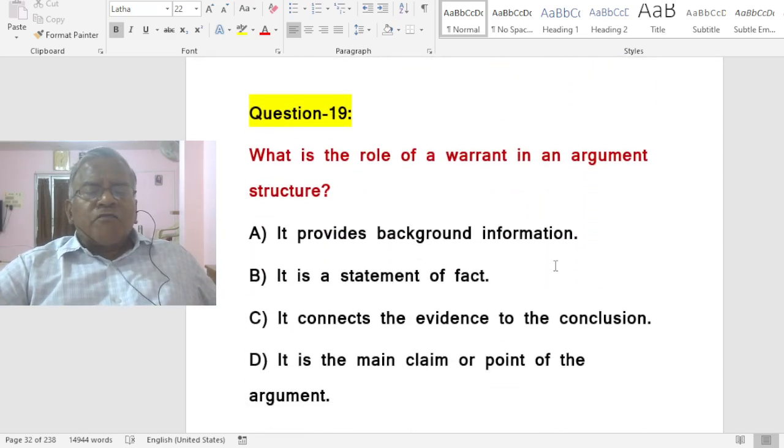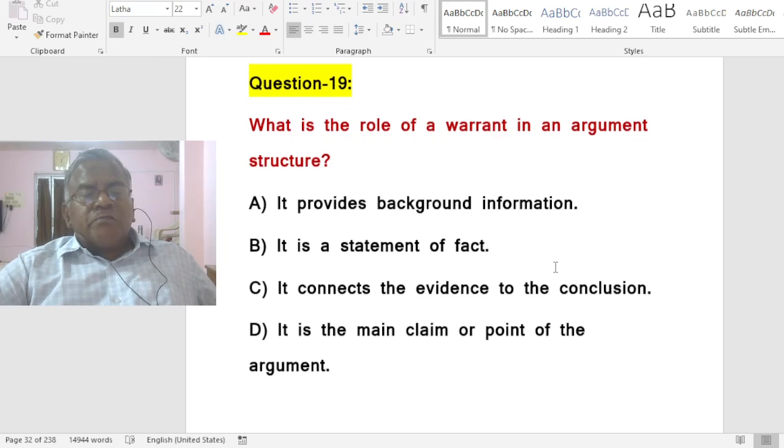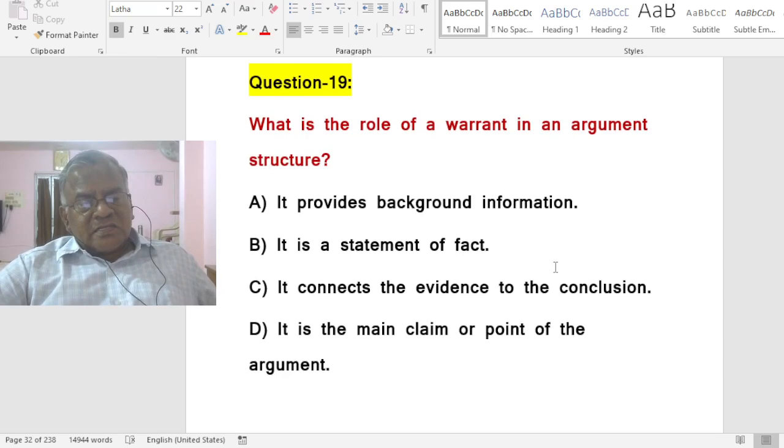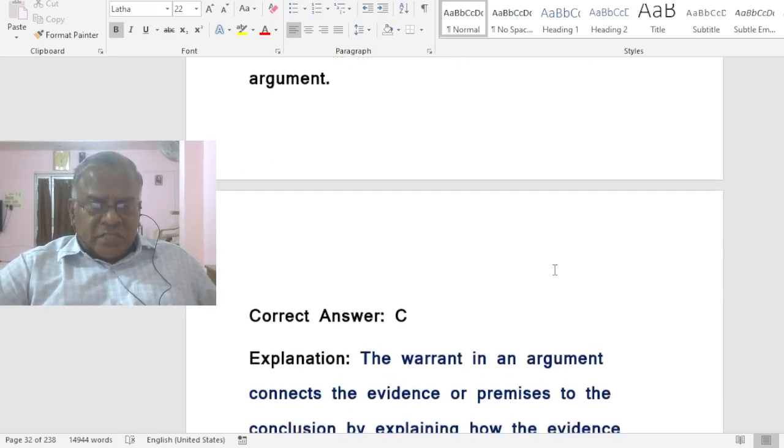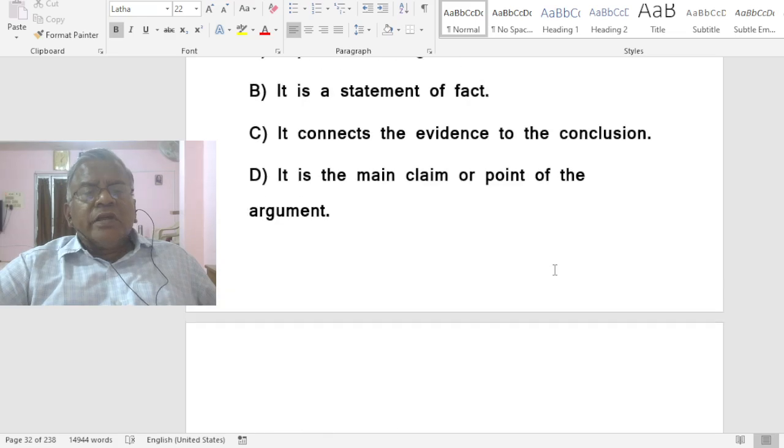What is the role of a warrant in an argument structure? Warrant. A. It provides background information. B. It is a statement of fact. C. It connects the evidence to the conclusion. D. It is the main claim or point of the argument. What is the role of a warrant in an argument structure? That is C. It connects the evidence to the conclusion.